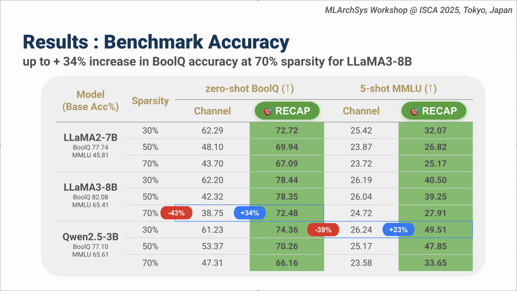On BoolQ and MMLU benchmarks, naive channel pruning causes substantial accuracy degradation. However, ReCAP significantly recovers this lost accuracy. For example, on the Llama 3 8 billion model at 70% sparsity, naive channel pruning loses 43% BoolQ accuracy, while ReCAP recovers 34% accuracy. On the Qwen 2.5 3 billion model at 30% sparsity, channel pruning loses 39% of 5-shot MMLU accuracy, while ReCAP recovers 23% accuracy.